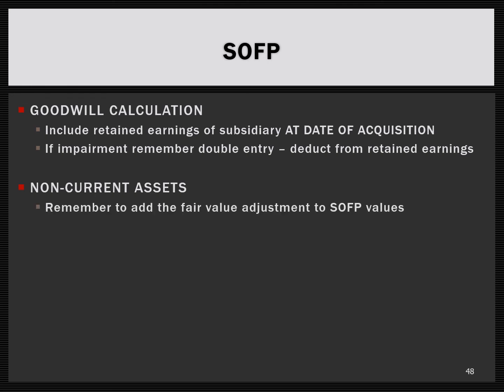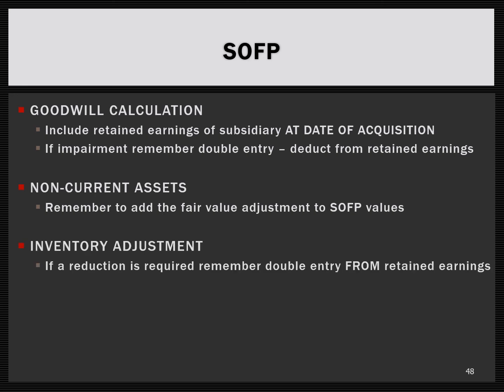Non-current assets, remember to add the fair value adjustment to the balance sheet values shown in the individual accounts. If there's a fair value adjustment because the subsidiary is showing the asset at original cost and it was worth more than that when we purchased the shares, then that difference needs to be added to the balance sheet figures.